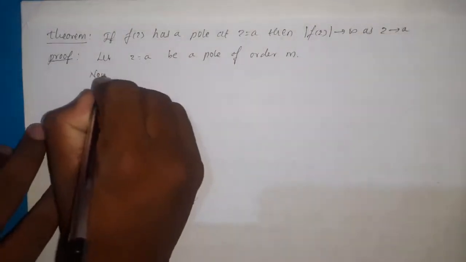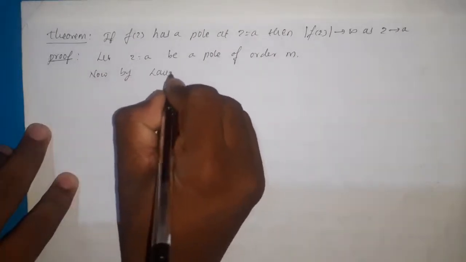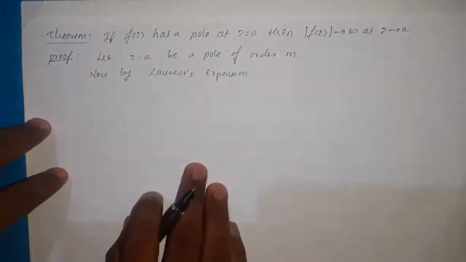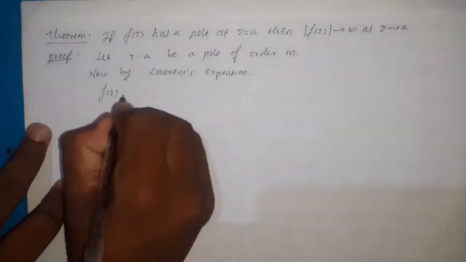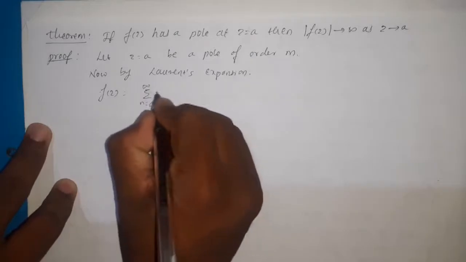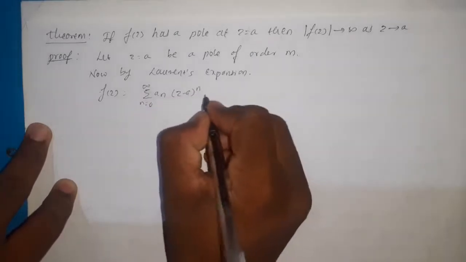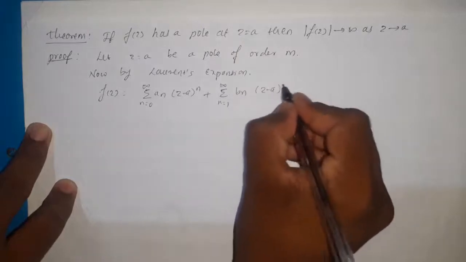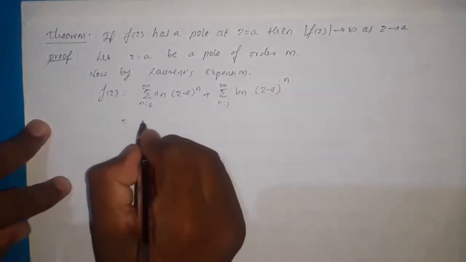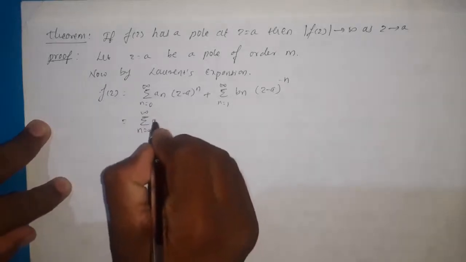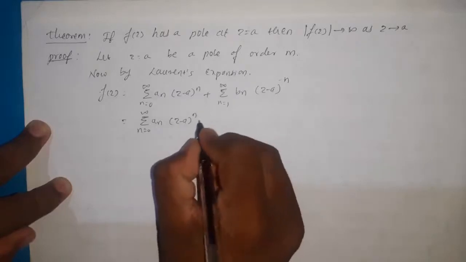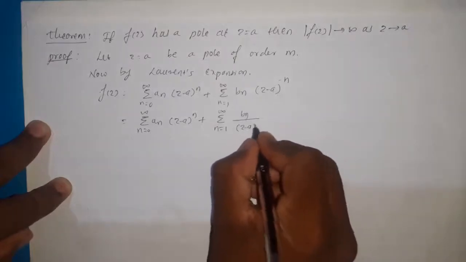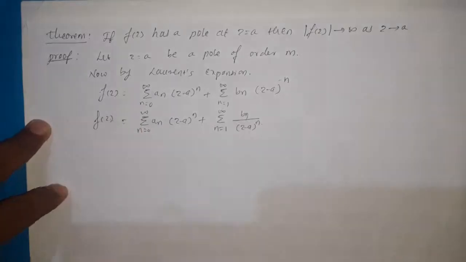Now, by using the Laurent expansion, f(z) can be written as summation over n = 0 to infinity a_n (z - a)^n plus summation over n = 1 to infinity b_n (z - a)^(-n), that is, summation over n = 0 to infinity a_n (z - a)^n plus summation over n = 1 to infinity b_n divided by (z - a)^n.